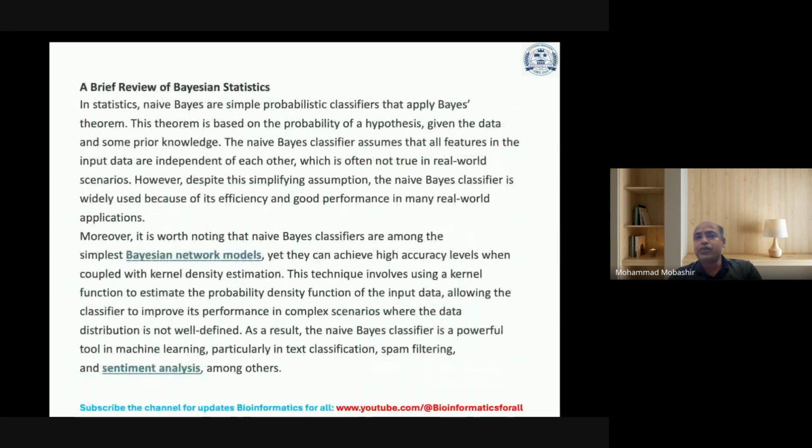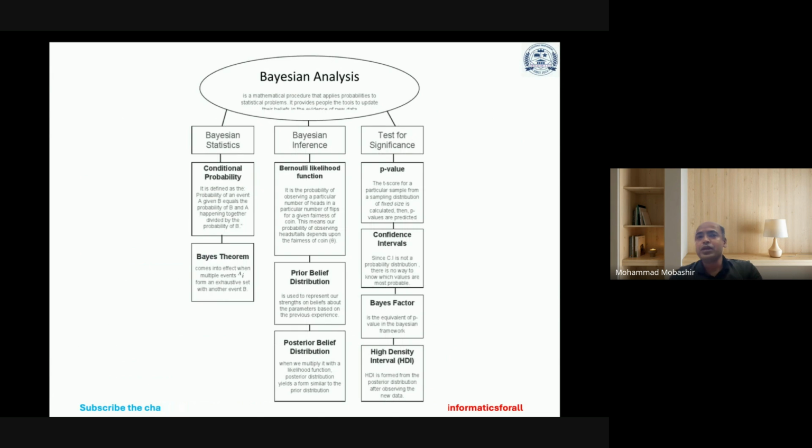Now, a brief review of Bayesian statistics. I have already discussed this in detail. So, for example, Bayesian statistics, conditional probability, Bayes theorem, Bernoulli likelihood, then inference.